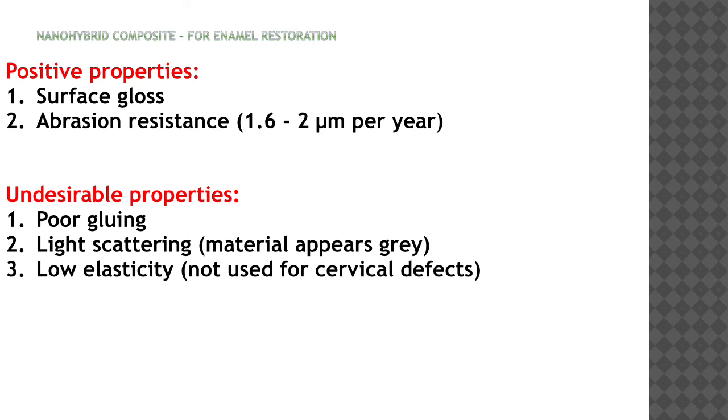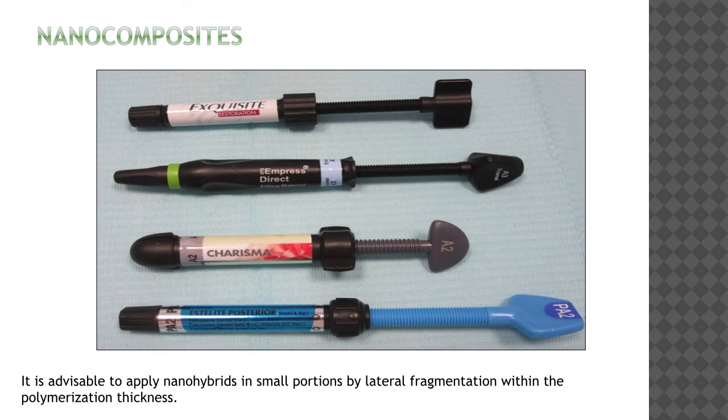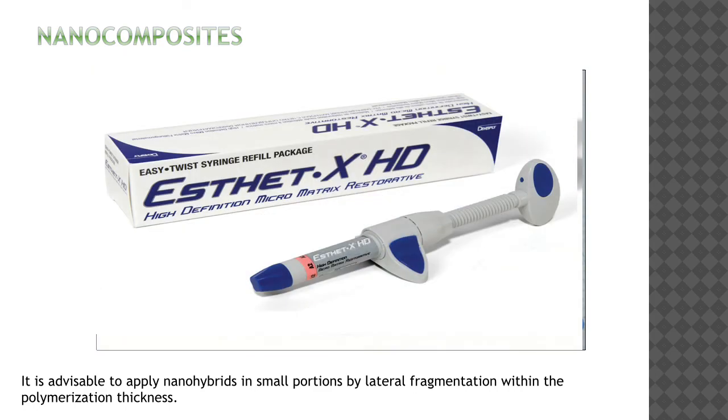What are the properties of nanohybrid composite for enamel restoration? The positive properties are surface gloss and abrasion resistance. And undesirable properties are poor gluing, light scattering, which means that our material will appear gray, and low elasticity, which is why these composites are not used for cervical defects. It is advisable to apply nanohybrid composites in small portions by lateral fragmentation within the polymerization thickness. On this slide, you can see a nanocomposite Estet X HD.